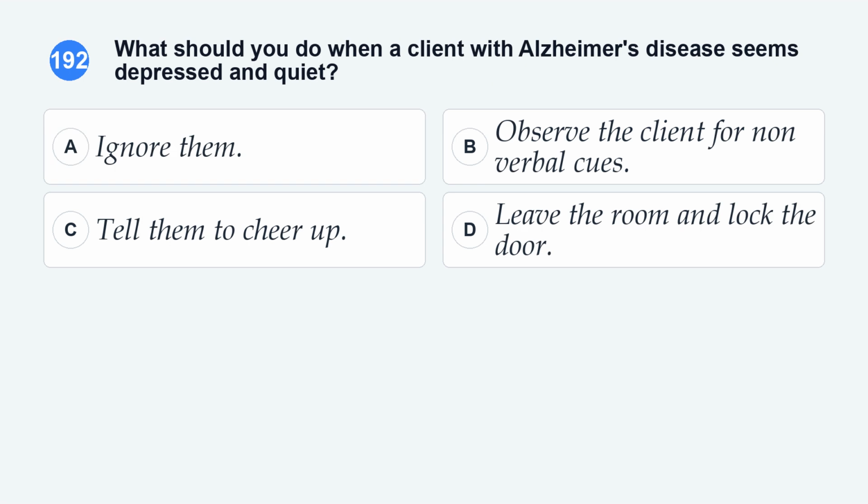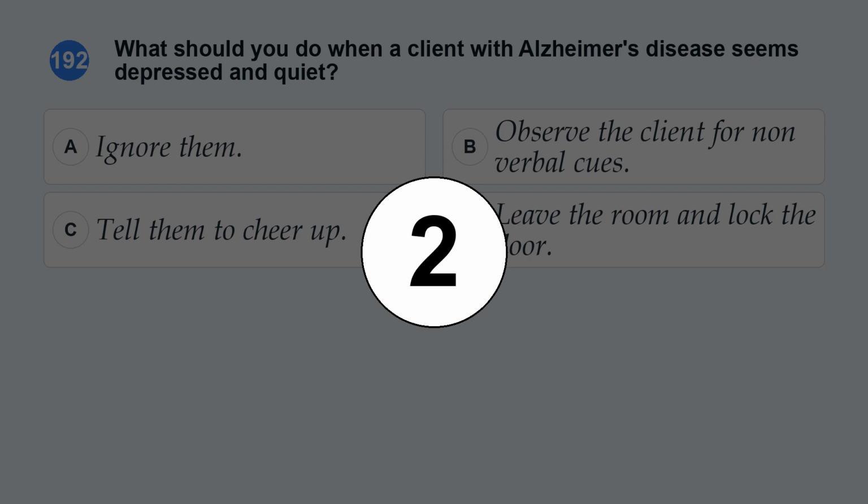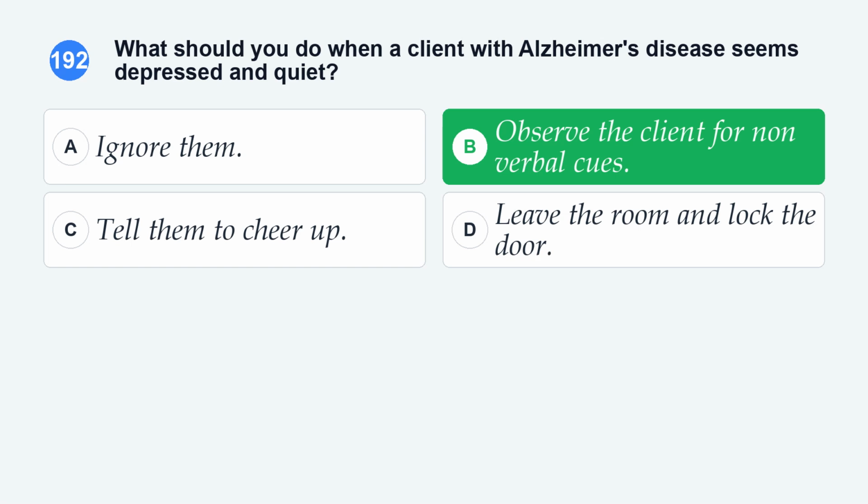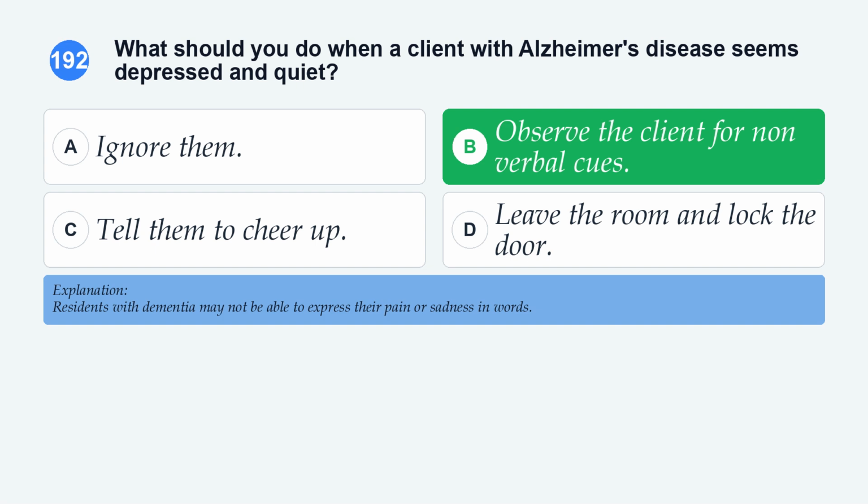Question 192. What should you do when a client with Alzheimer's disease seems depressed and quiet? Option A, ignore them. Option B, observe the client for non-verbal cues. Option C, tell them to cheer up. Option D, leave the room and lock the door. The correct answer is option B. Observe the client for non-verbal cues. Explanation. Residents with dementia may not be able to express their pain or sadness in words.